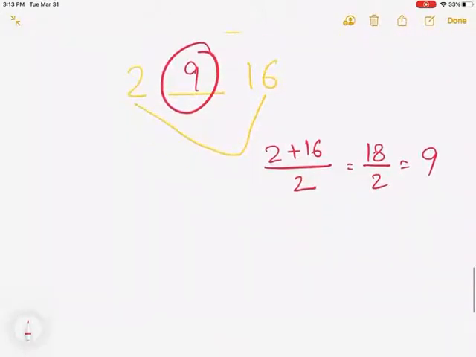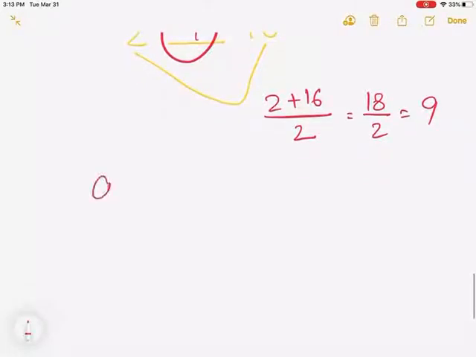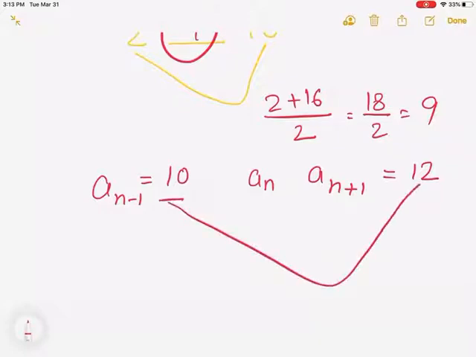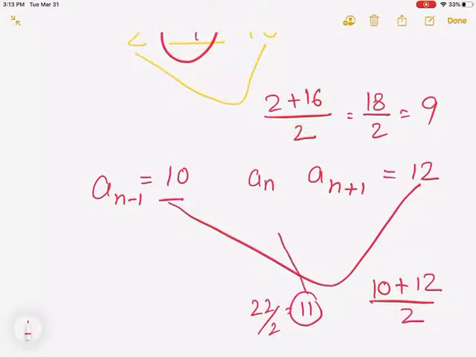Or let's say this problem is set up like a sub n minus 1 is 10, a sub n plus 1 is equal to 12. Could you find me the middle term, which is the nth term? Again, it's the same thing. I'll take the term before and the term after, which is 10 added to 12, divide by 2. This becomes 22 divided by 2 is 11. So the middle term is going to be 11. Here you go. So that's how we deal with these types of problems.